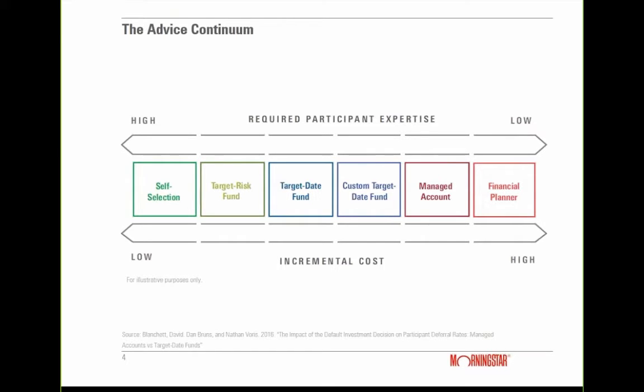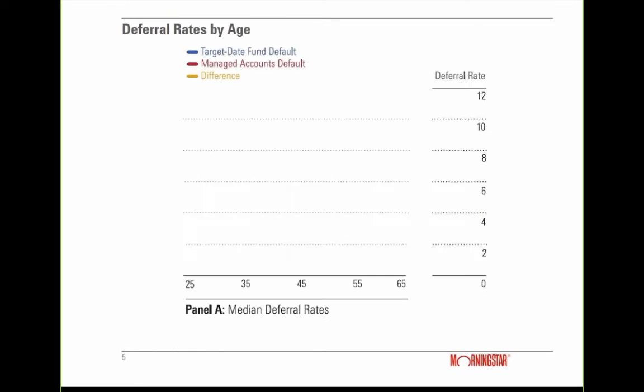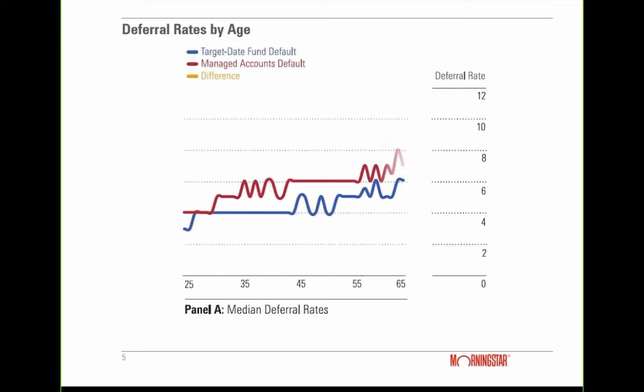What we looked at here were the differences in savings rates for participants who utilize target date funds and managed accounts. What we found is a pretty profound difference across ages, where individuals who are defaulted into managed accounts tended to save more on average than those who are defaulted into target date funds. Now, an important caveat is that most of this difference can be explained away because participants in managed accounts as the default have attributes where they tend to save more. They tend to have, for example, longer tenure, higher income levels, et cetera.